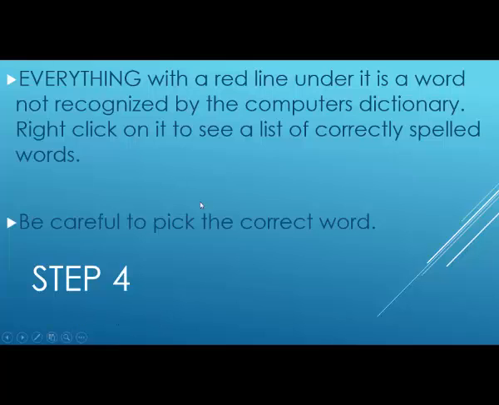Step 4. Everything with a red line under it is a word that's not recognized by the computer's dictionary. You need to right-click on those words and you will see a list of the correctly spelled words that the computer thinks you might be trying for based on the letters that you typed in.